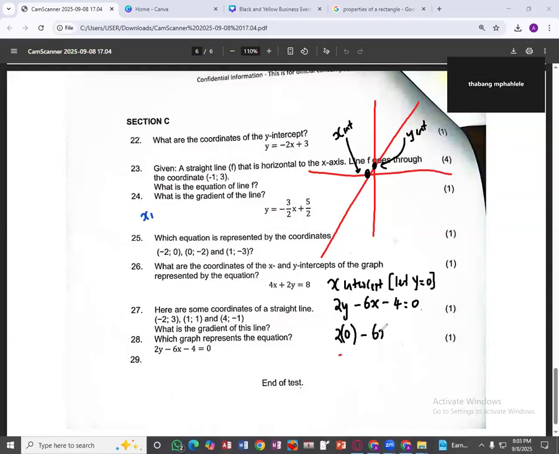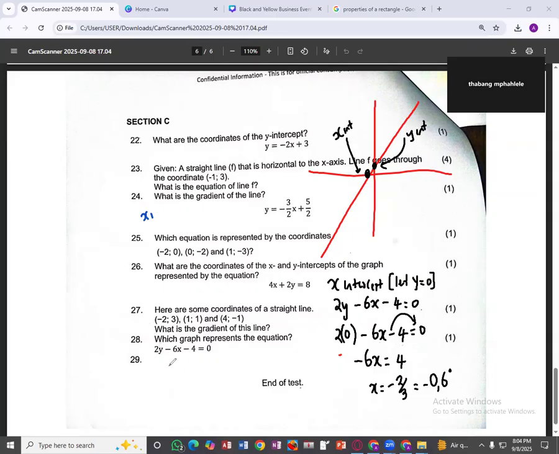What are we looking for? We are looking for the x-intercept. We will be left with something like minus 6x equals to 4. We take minus 4 to this side. Therefore, x equals to, if we divide both sides by negative 6, you're going to have 4 divided by negative 6, which is negative 2 over 3. X-intercept is negative 2 over 3. In decimal form, I think it might be negative 0.6 recurring. Just confirm it.